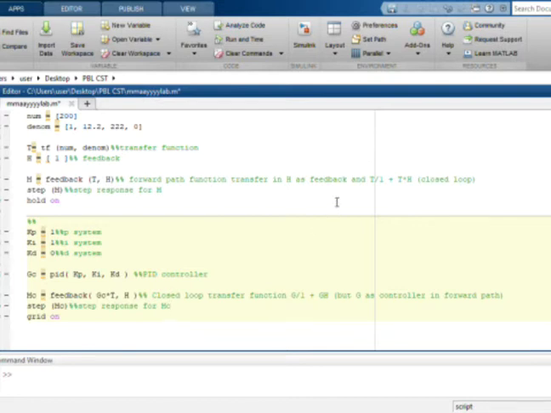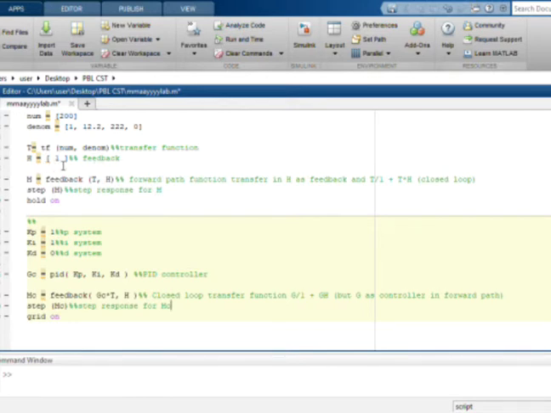Today I'm going to talk about the MATLAB code that we are using to solve the problem. We insert num, which is the numerator; based on the manual calculation, we got 200. And then we got the denominator: 1 is equivalent to s cubed, 12.2 s squared, 222s, and 0. And then I set T here, which is the transfer function.